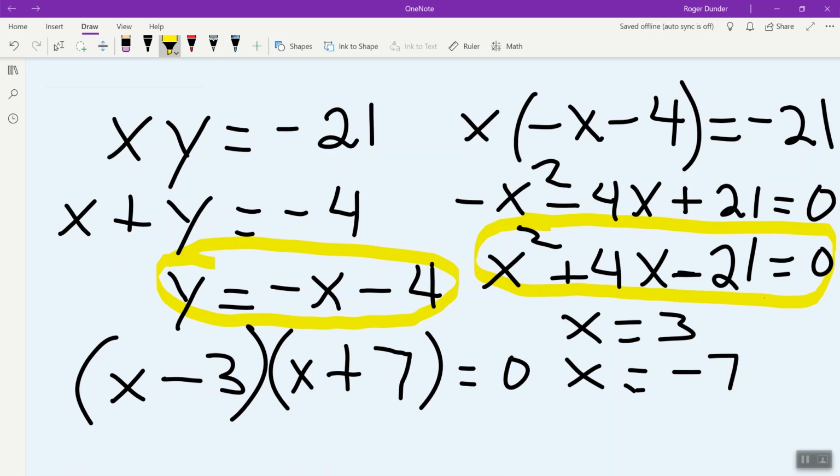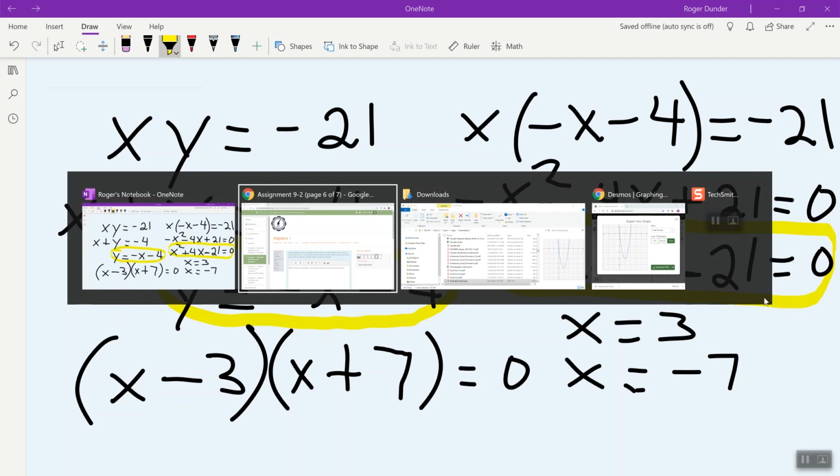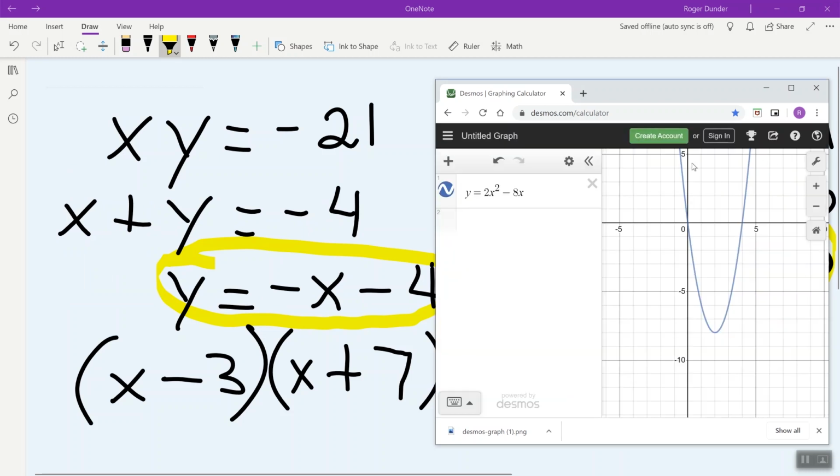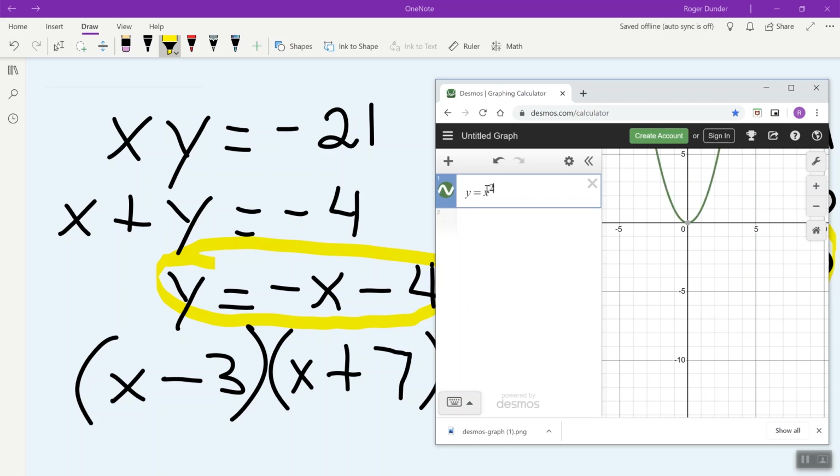4x minus 21. So let me switch over to our little graphing routine here. And let's go ahead and clear this out. We're going to say y equals x squared plus 4x minus 21. Okay.